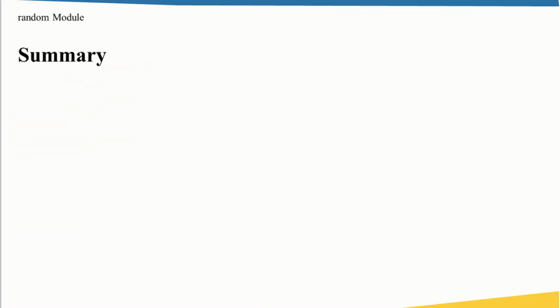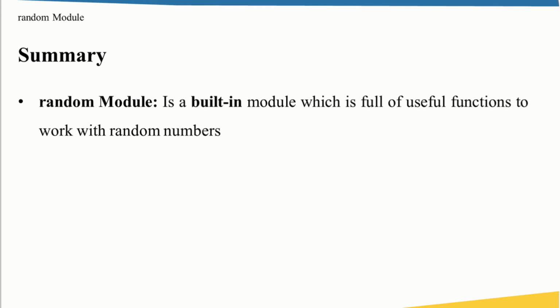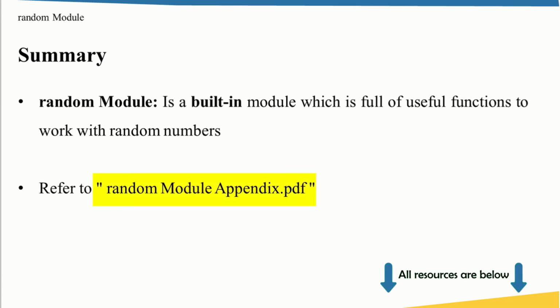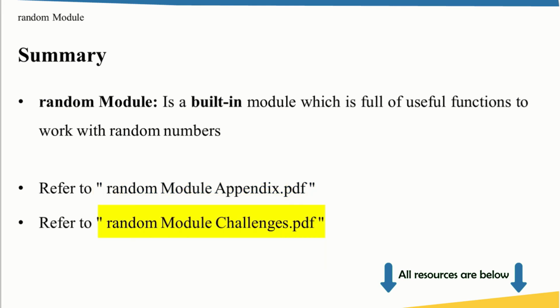Now let's summarize what we have learned in this lecture. First of all, we saw that random module is a built-in module and it's full of useful functions to work with random numbers. And we used some functions in the code sessions. Please refer to the random module appendix, in which you will find all the available functions in this lecture summarized. Also, refer to the random module challenges, in which you will find some challenges to practice what you have learned in this lecture.